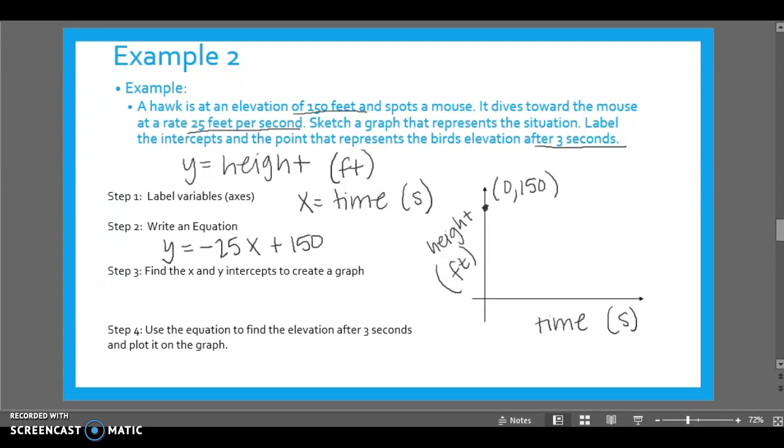What is the value when y equals 0? So let's go ahead and find what happens when y equals 0. We already have the y-intercept. It's 150 because that's where he started. So let's go ahead and solve. So if I move 25x to the other side and divide by 25, I'm going to get x equals 6.